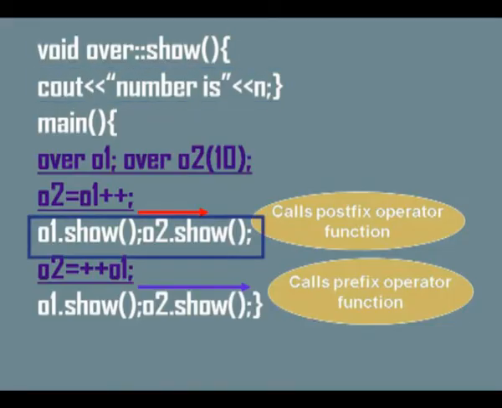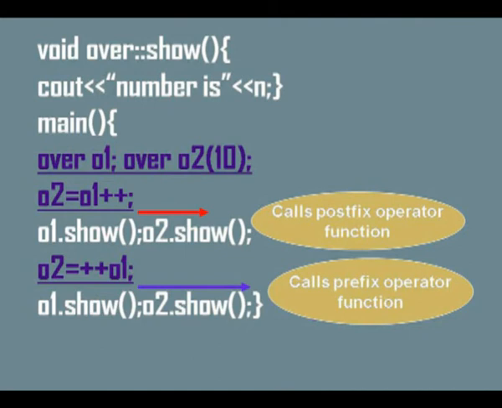Then what do we have in the next statement? We have O1.show and O2.show. Show is nothing but to display the result. Now O1 has the value of n as 0. O2.show has the value of 10 or 100, it is only given as an example. So you can just assume that O2 has the value 10 or 100 and you can display the result.